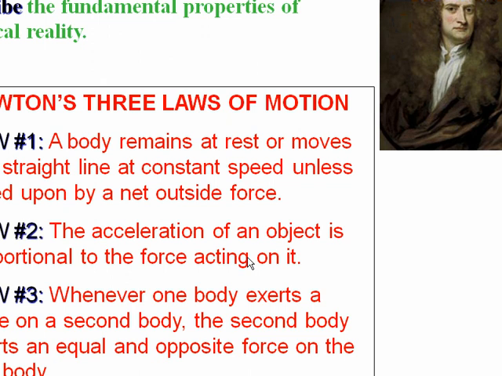Isaac Newton formulated three laws to describe the fundamental properties of physical reality. Here are Newton's three laws of motion. Law 1. A body remains at rest or moves in a straight line at constant speed unless acted upon by a net outside force. Law 2. The acceleration of an object is proportional to the force acting on it. Law 3. Whenever one body exerts a force on a second body, the second body exerts an equal and opposite force on the first body.